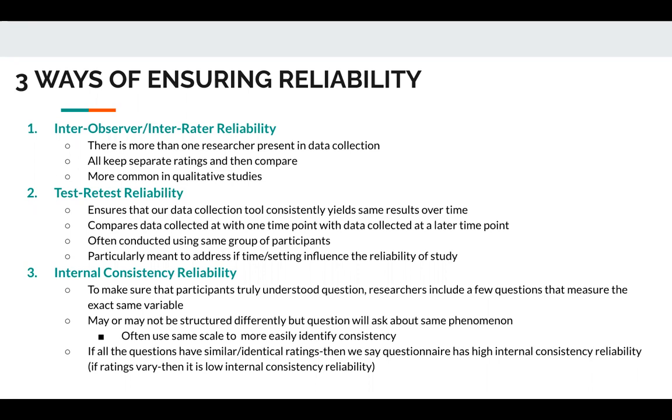Then the second way of ensuring reliability is through what's called test and retest reliability. And so the key thing here is you really are interested in it over time. So you want to make sure that your data collection tool is consistently yielding the same results over time. And so you do this by comparing data collected at one time point with data collected at a later time point. Ideally, you do this by using the same group of participants. And as your textbook discusses, this way of ensuring reliability is meant to address if time or setting is influencing the reliability of the study, right?